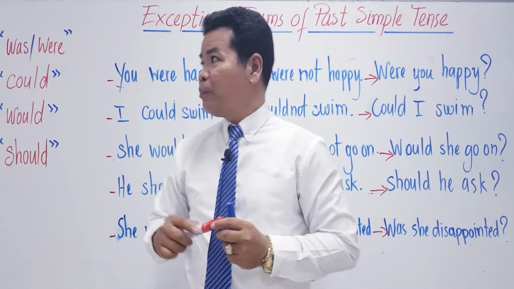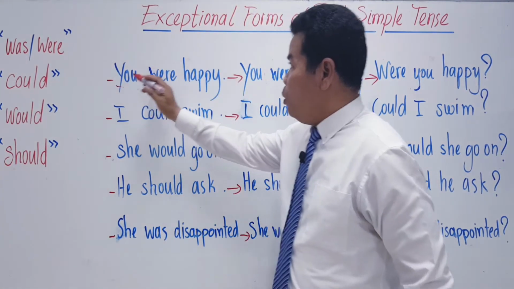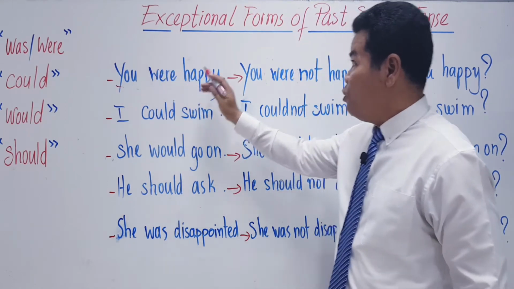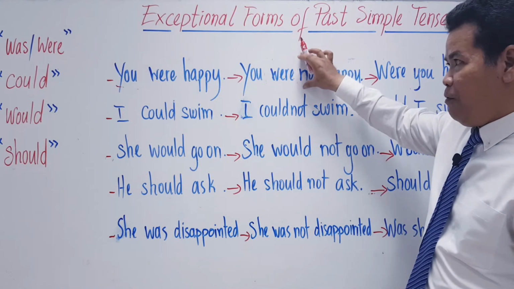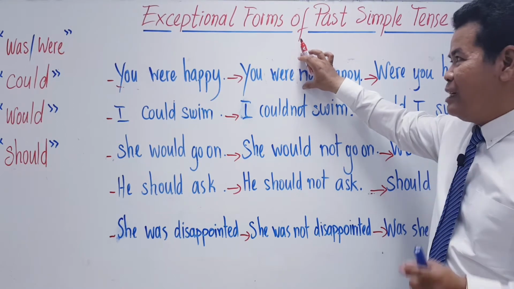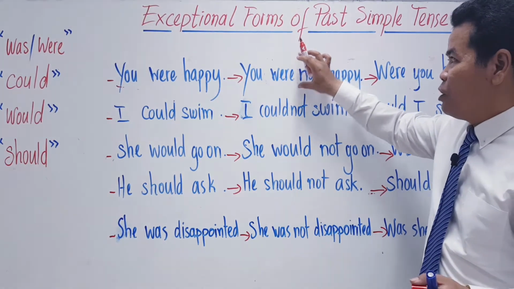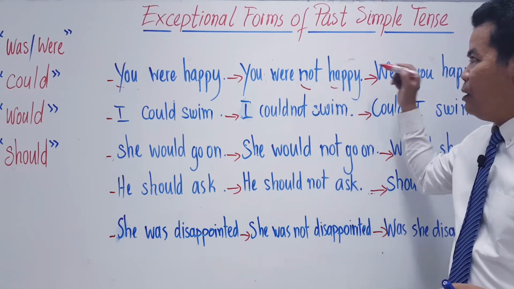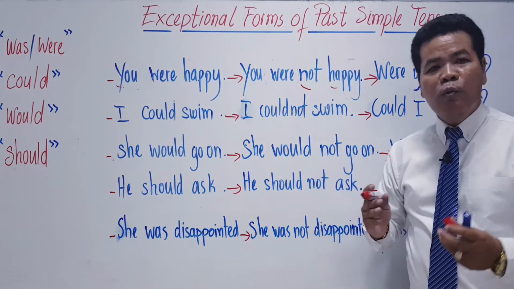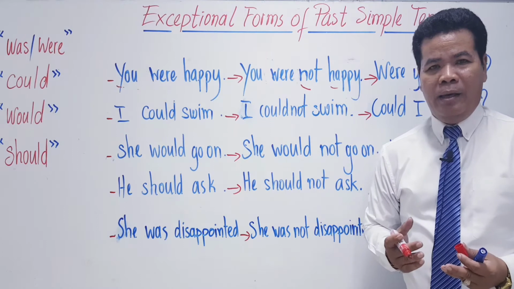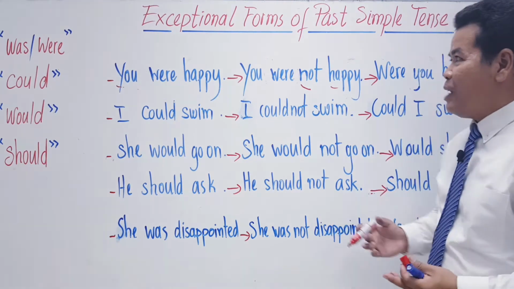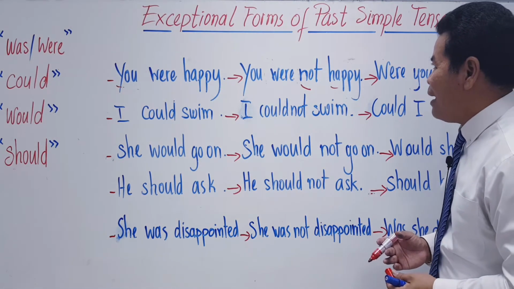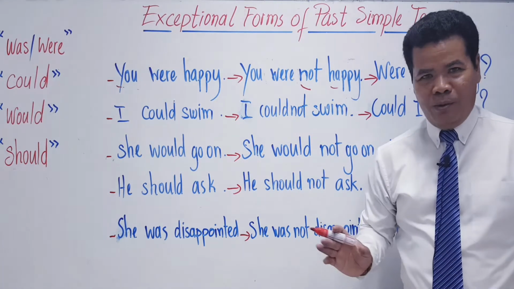Now let's go. You were happy. So when you make it into the negative, you don't need to use did anymore, as I have told you. So you say, you were, and then not happy. That's it. You were not happy. Okay? You cannot say, you did not happy. No. It's wrong.